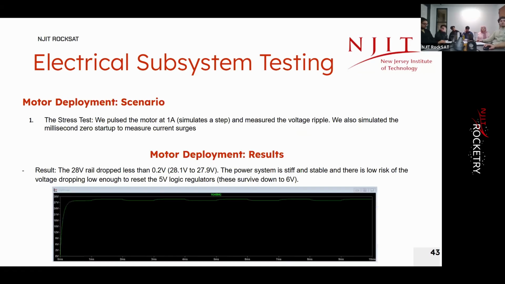We also tested our stepper motor to see if there were any voltage ripples or any issues. The only change was very small. It wasn't really significant and it shouldn't be a problem.